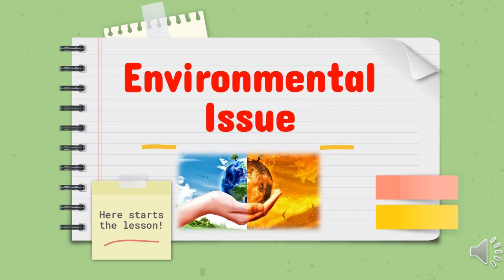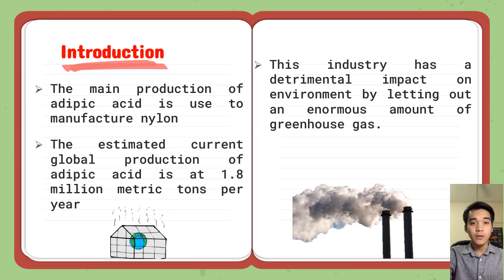Besides that, the next topic that needs to be discussed is the environmental issue. Introduction: adipic acid is usually used as a raw material for the production of nylon. Basically, this industry has left a detrimental effect on the environment by releasing a huge amount of greenhouse gas such as nitrous oxide during the production of adipic acid.